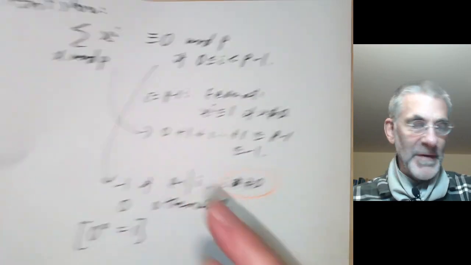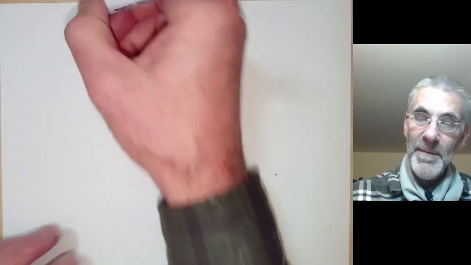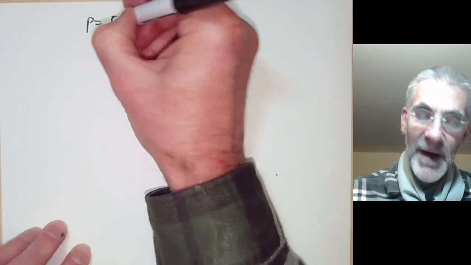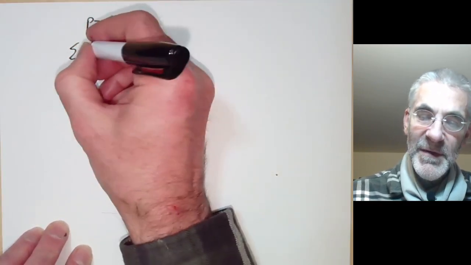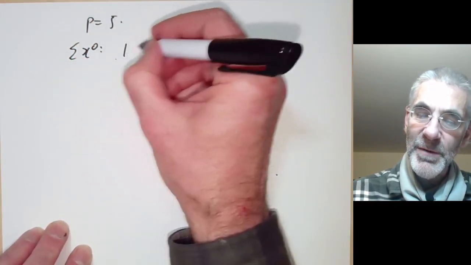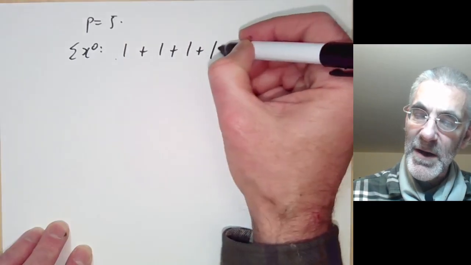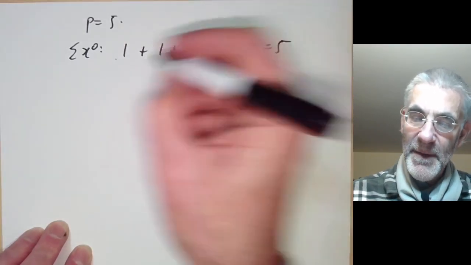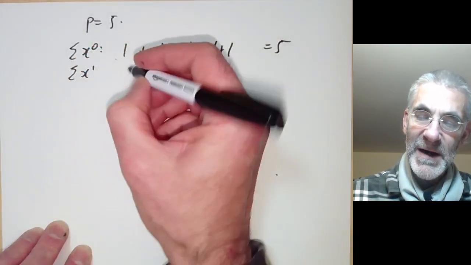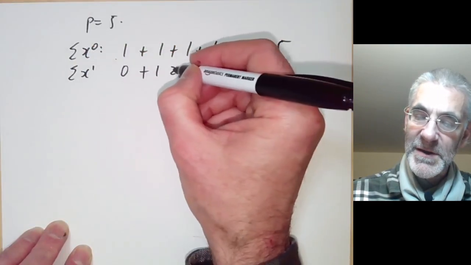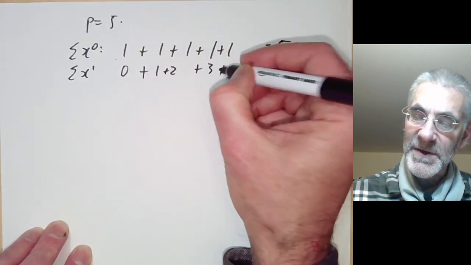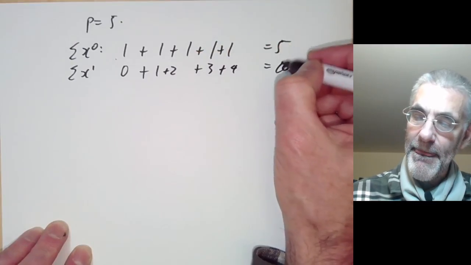So before proving this, let's just look at an example. Let's just take p equal 5, and look at the sum of the zeroth powers. Well, here we get 1 plus 1 plus 1 plus 1 plus 1, which is 5. If we look at the sum of the first powers of x, we get 0 plus 1 plus 2 plus 3 plus 4, which is 10.